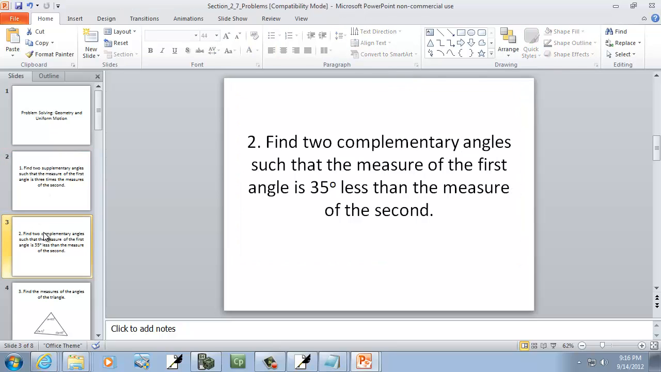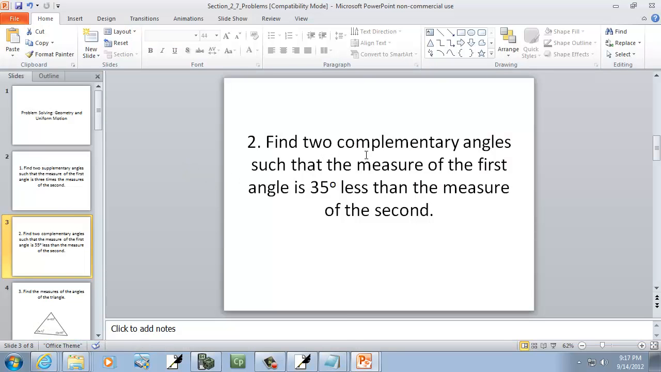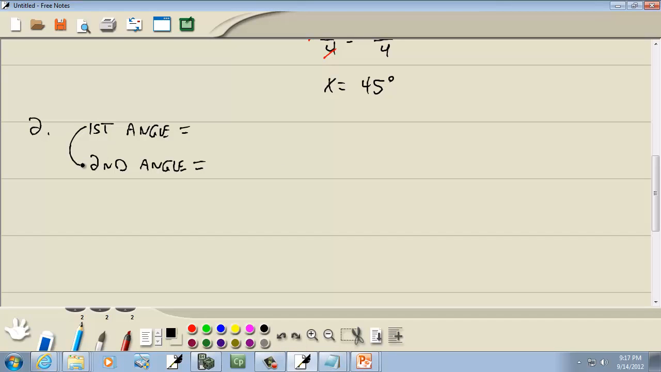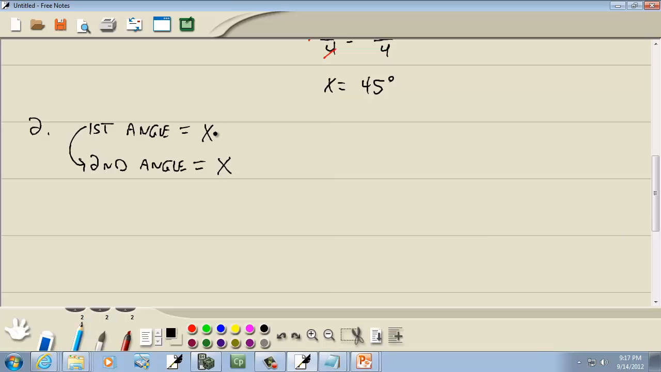Find two complementary angles such that the measure of the first angle is 35 less than the measure of the second. Well, again, it looks like they're putting one angle in reference to the other. So let's go ahead and write first angle and second angle, and see what's being put in reference to the other. Such that the measure of the first angle is 35 degrees less than the measure of the second. So first is being put in reference to the second, which means this is x. Well, if this is x, 35 degrees less will be x minus 35.